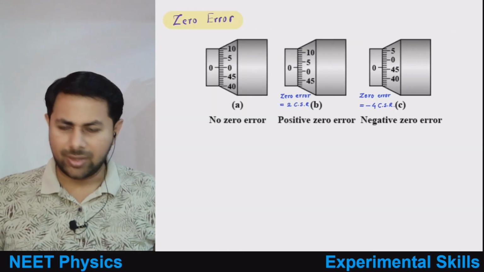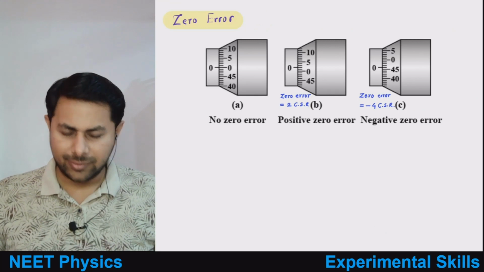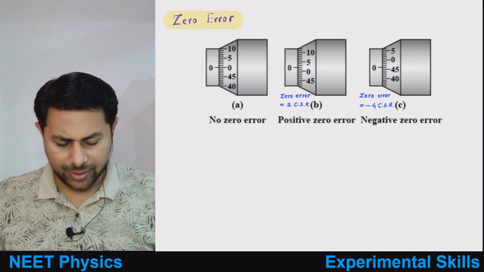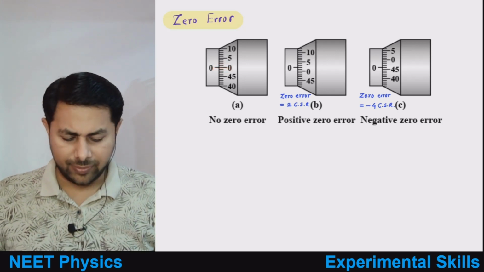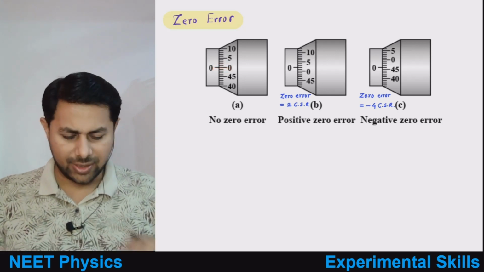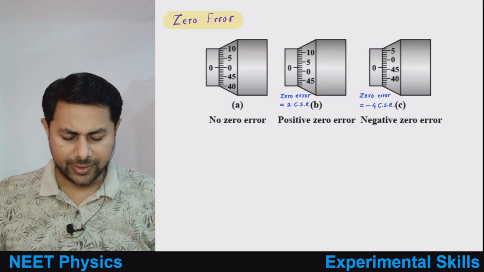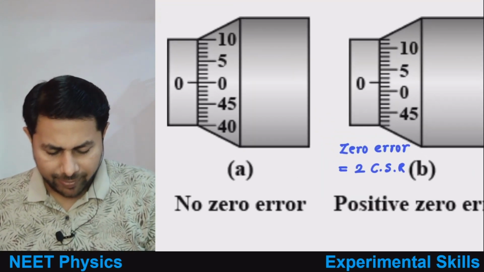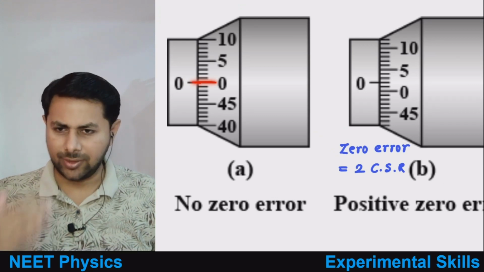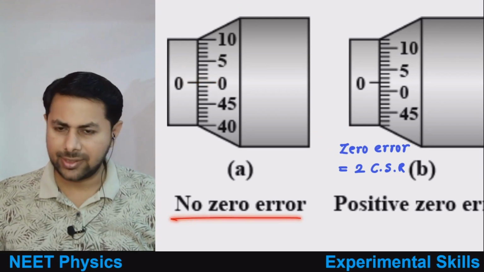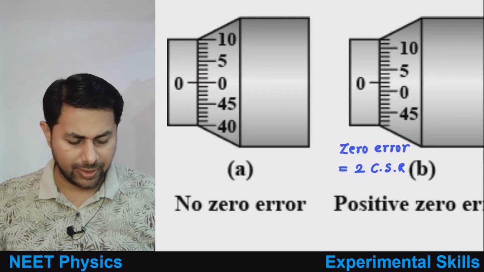So then let's talk about the 0 error. In this case, there is no 0 error. You are measuring nothing, so the screw is perfectly tightened. The horizontal line on the main scale matches with the 0 of the circular scale, so there is no 0 error.